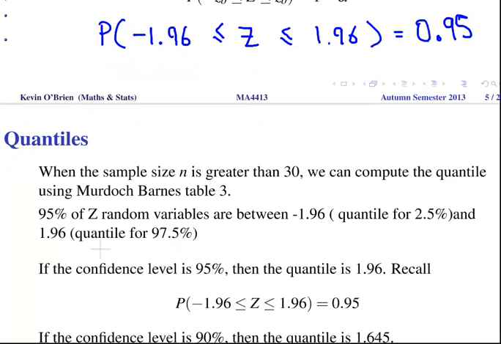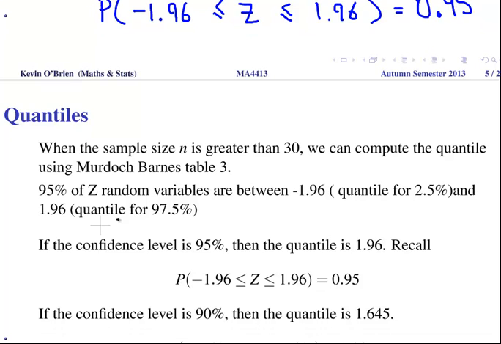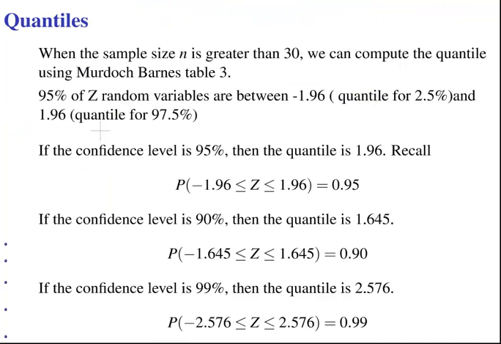Okay. Now, when the sample size is larger than 30, we can compute the quantile using the Murdoch-Barnes table 3. This is what I would use for my course. That's just the other example that I've given there. The quantile for 2.5% is 1.96. That's to say, for the Z distribution, 2.5% of the values are less than minus 1.96, and the upper bound is plus 1.96.